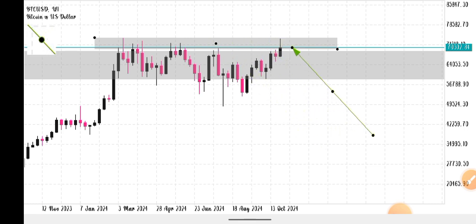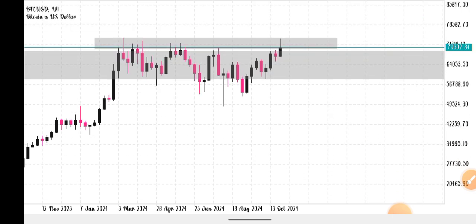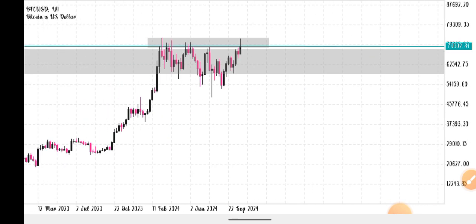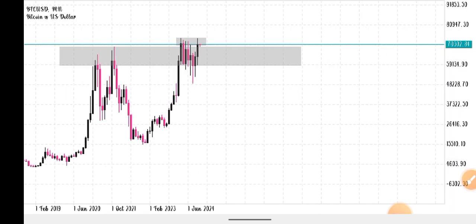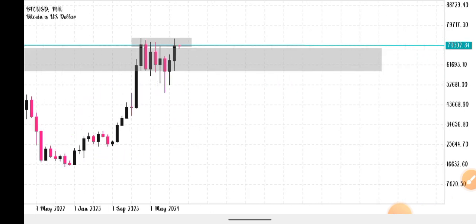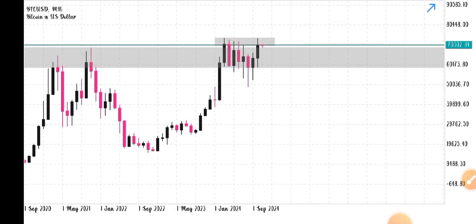So this is what our chart looks like on the weekly time frame. Okay, So guys, on the monthly time frame, let's go back. I want to draw attention to something. Okay. So if you watch well on this monthly time frame, guys, this is the zone we drew, right? This is the zone on the monthly time frame. Now watch what this candle did.